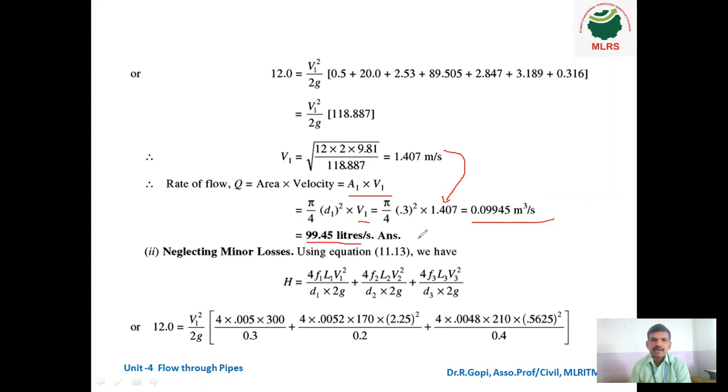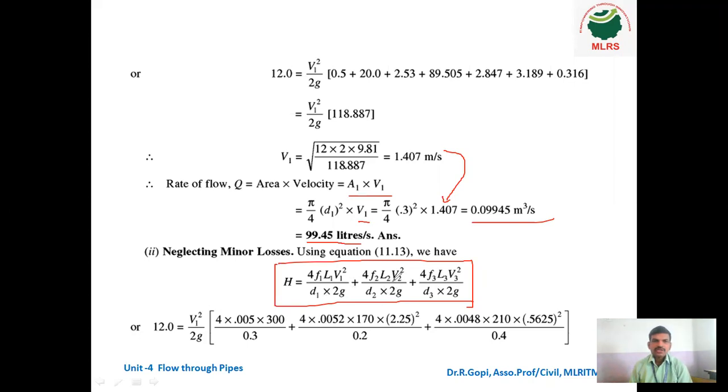If you neglect the minor losses, we must consider only major losses. So H is equal to 4 F1 L1 V1 square divided by 2G D1 plus 4 F2 L2 V2 square divided by 2G D2 and 4 F3 L3 V3 square divided by 2G D3. What are the common terms here? V1 square divided by 2G. Here there are 3 different F's, so we can't take F as common. We have to take only V1 square by 2G as the common term.